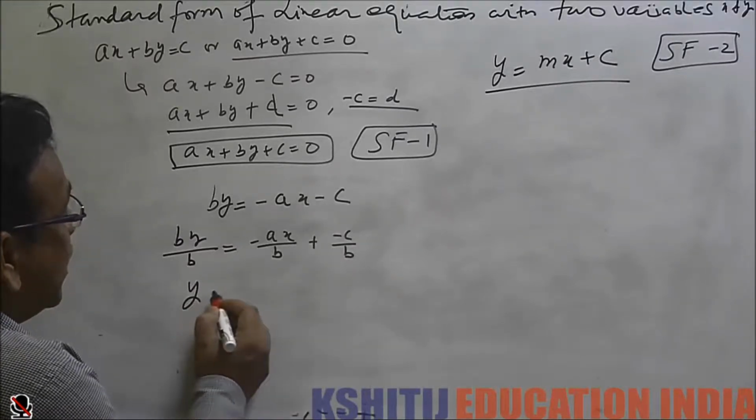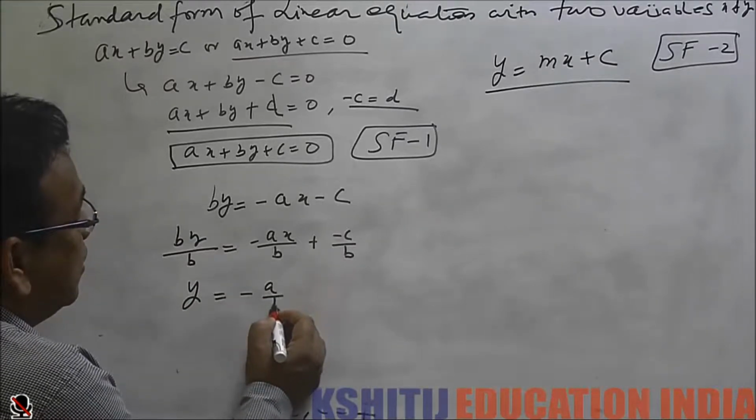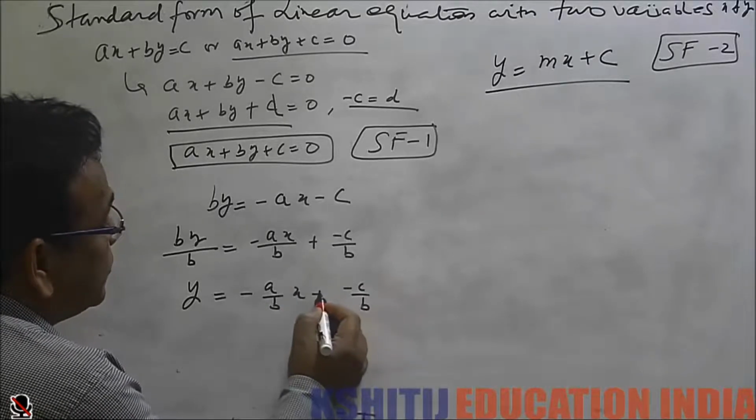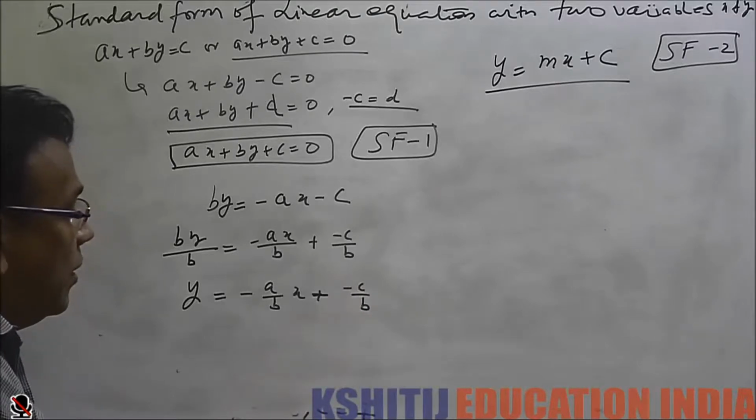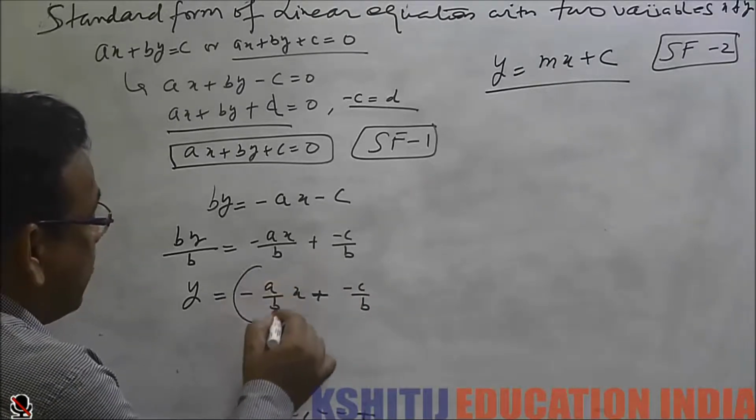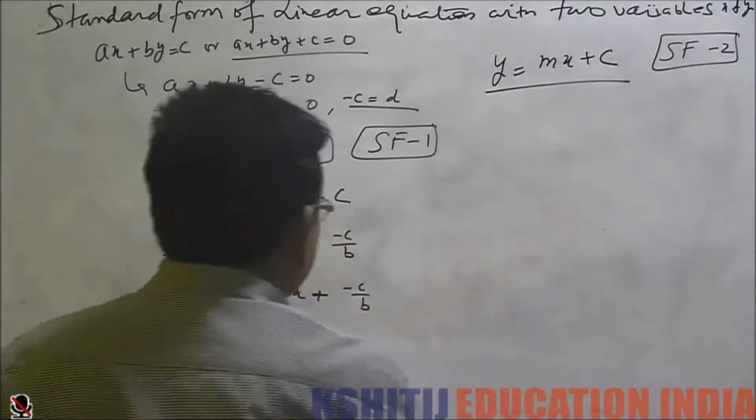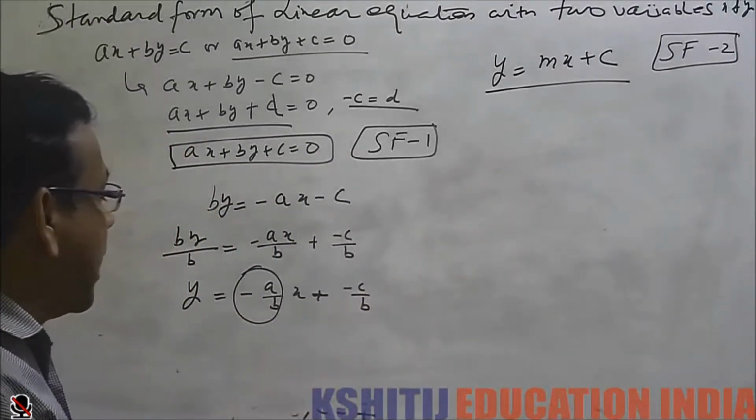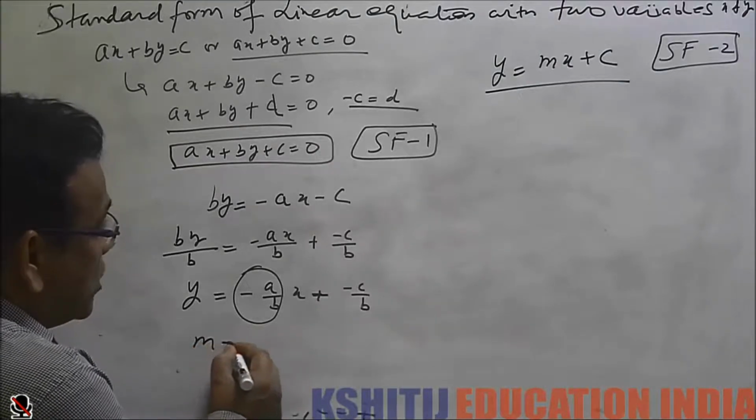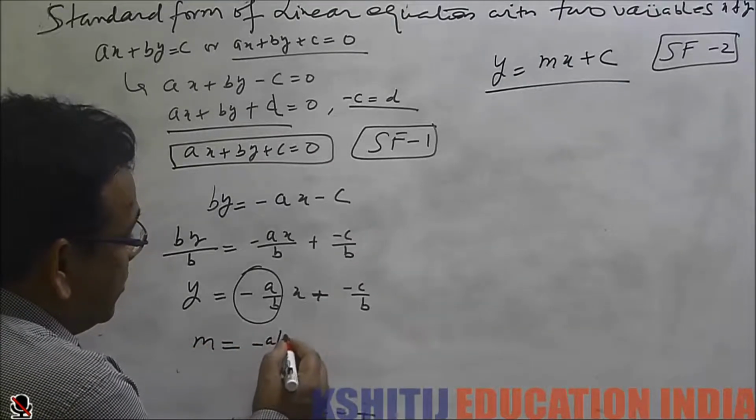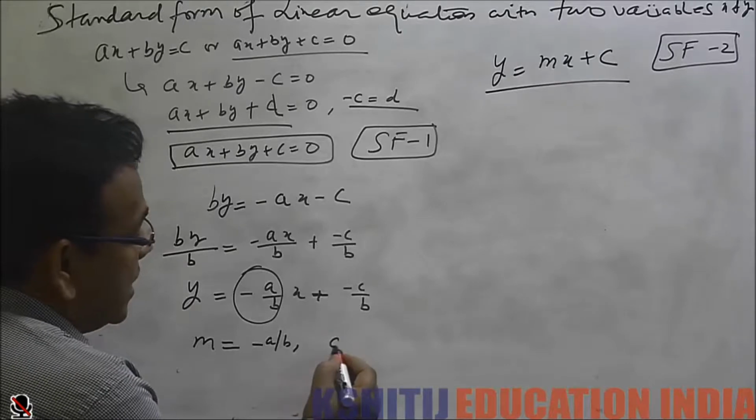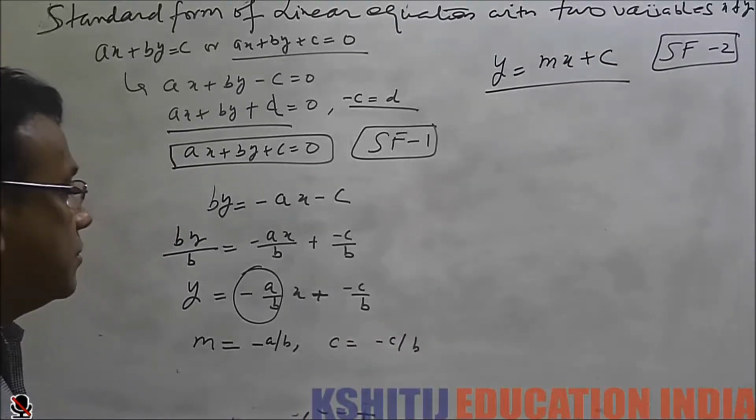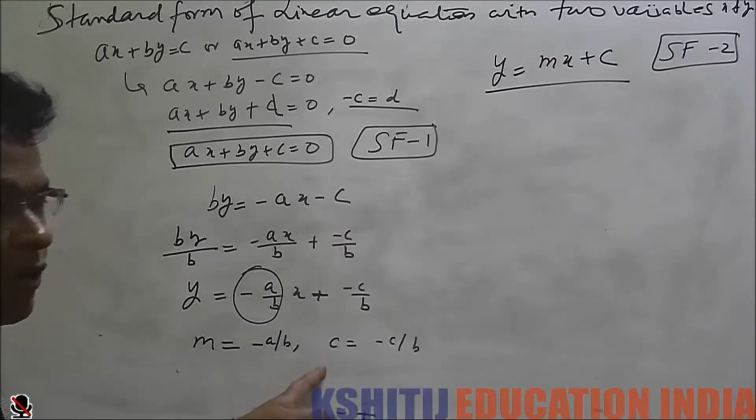I get 1. Now look at this. This would become m for me. If I compare this equation with this equation, I would see that m is equal to minus a by b, and my c is equal to minus c by b. Or you can put d also.